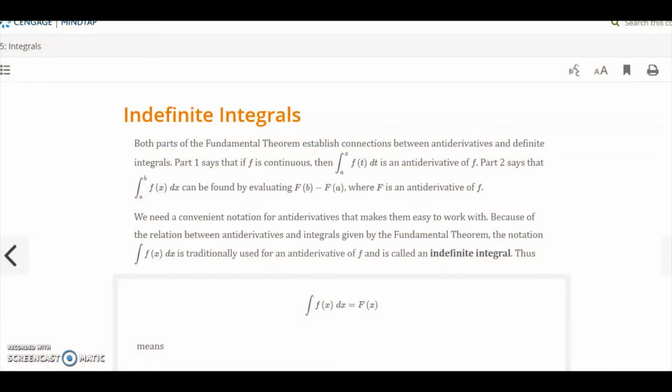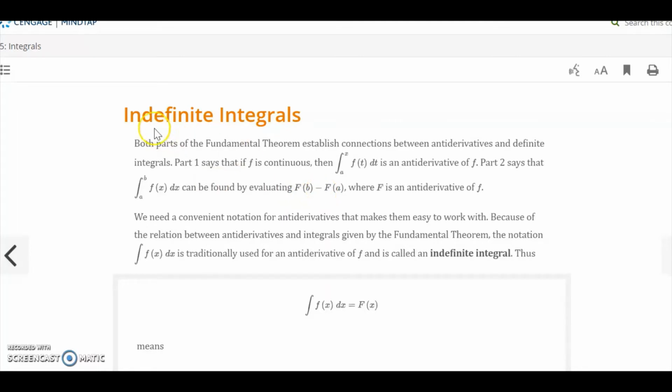For this section, we're going to be talking about indefinite integrals as opposed to definite integrals. Before, we were working with definite integrals, meaning that we were getting a numerical value at the end. We were looking from A to B and evaluating. So we were finding the antiderivative at B and subtracting the antiderivative at A. So every time we were getting some sort of number.